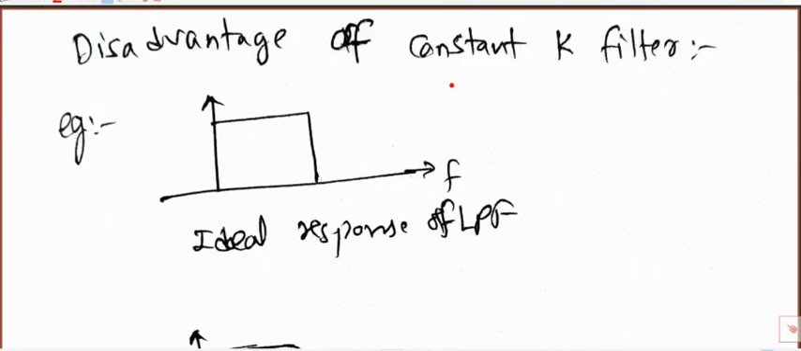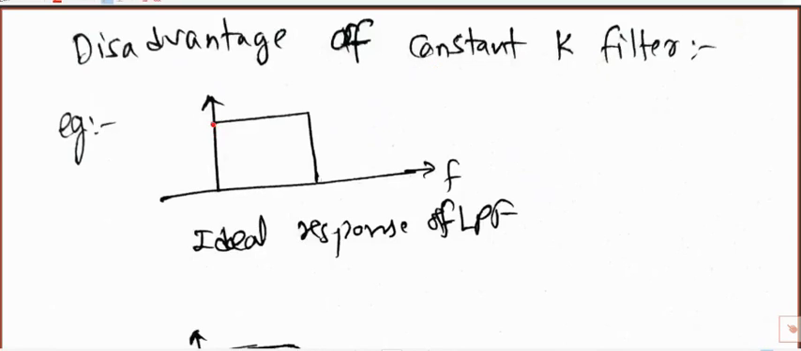Welcome all. Till now we have seen constant K low pass filter, high pass filter, band pass filter, band stop filter. But there are some disadvantages of these constant K filters. So today we will see what that disadvantage is and why we are going for M-derived filters, because that gives us the solution to whatever disadvantage constant K filters have. So the solution is to use the M-derived filters.